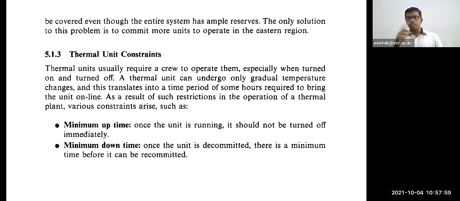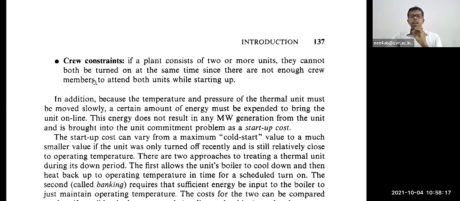So that also will affect the efficiency of the unit generation. It will affect the steam output, and the steam output is directly proportional to power generation. So that will also be affected. So that is the minimum downtime constraint. Once the unit is decommitted, there is a minimum time before it can be recommitted. So that is called the minimum downtime constraint.